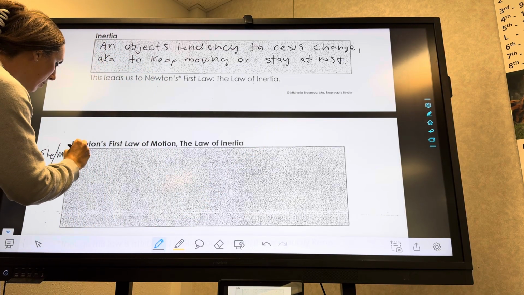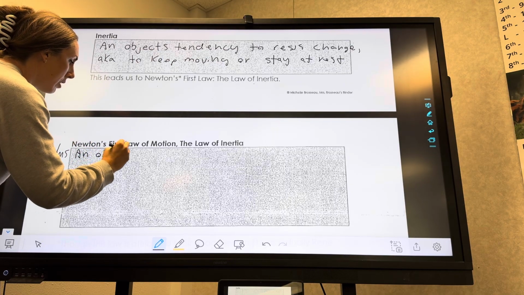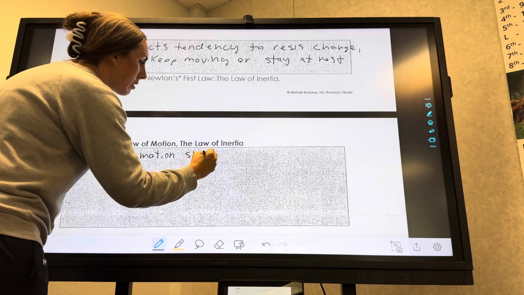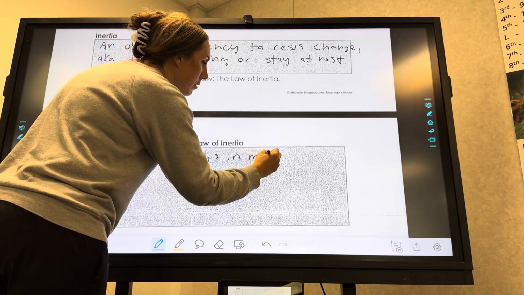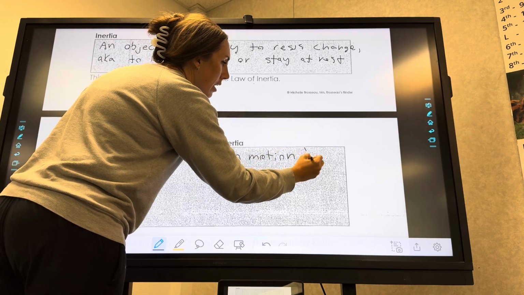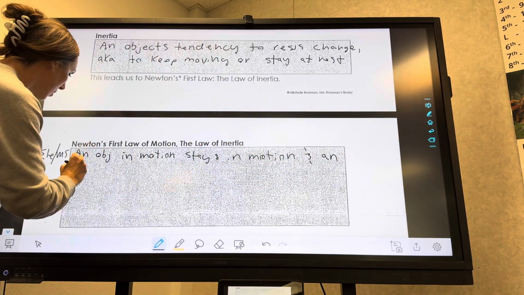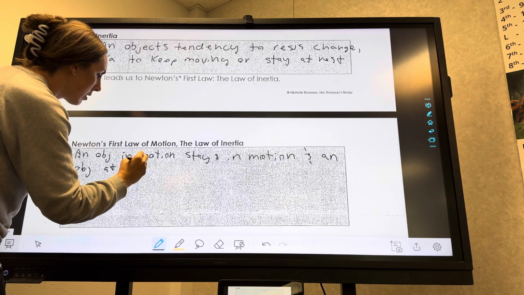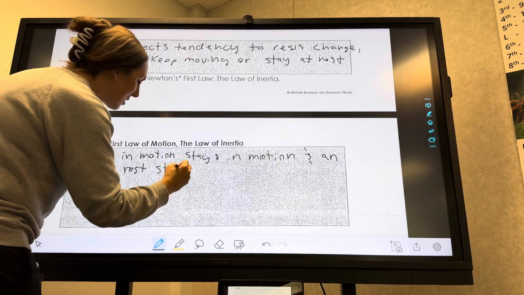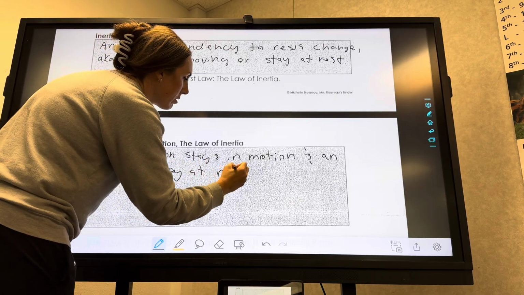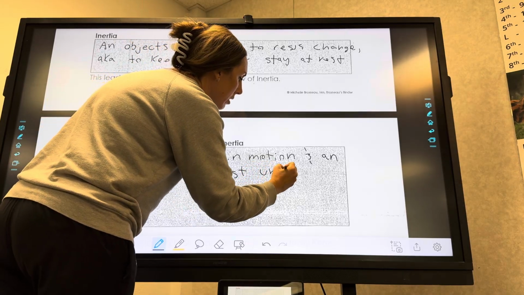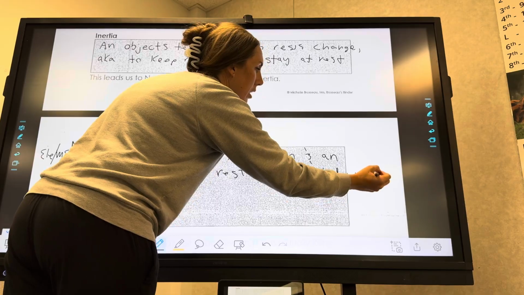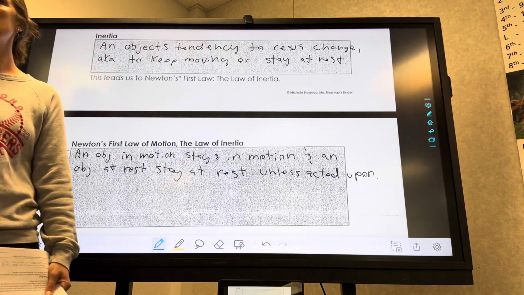So an object in motion stays in motion, and an object at rest stays at rest, unless acted upon. Good. I like how one of y'all said by an unbalanced force.